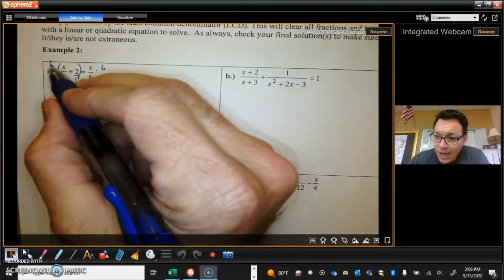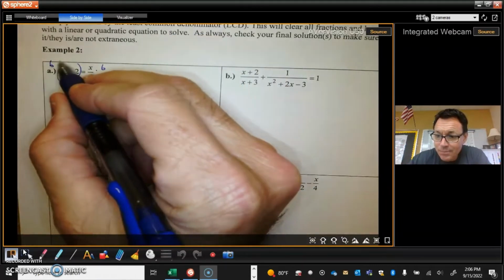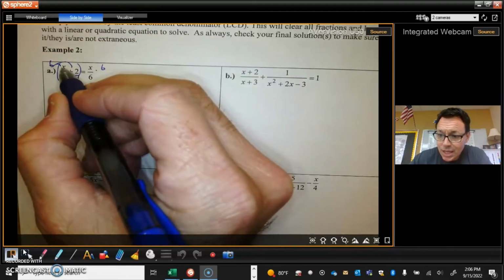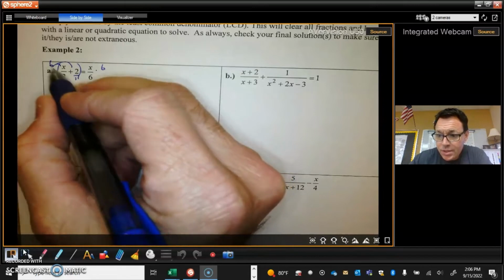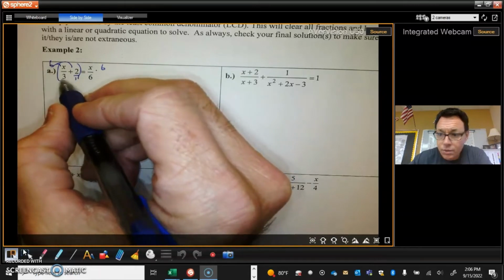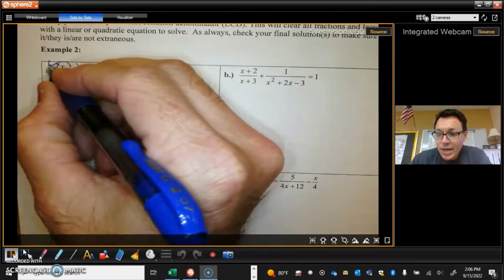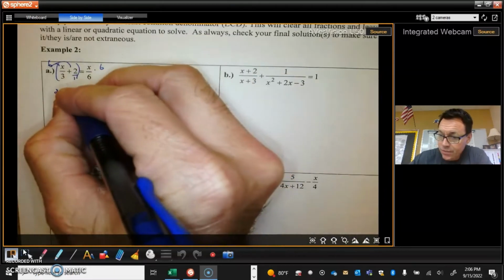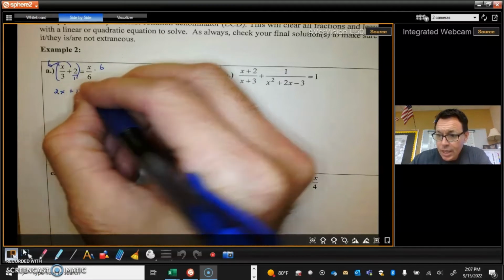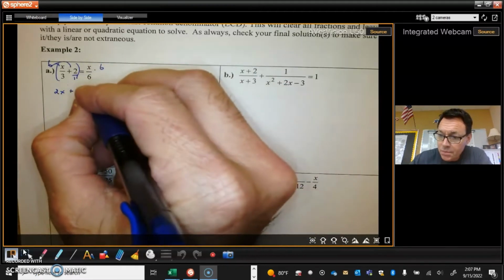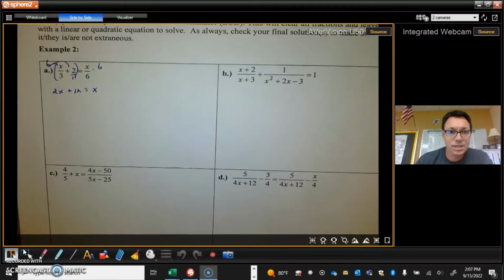But if I multiply by 6, now I'm distributing over here, so 6 times x over 3, the 3 and the 6 are going to reduce, leaving me with a 2, and so that's going to be a 2x. Plus, that 6 has to multiply the 2. That's fine, that's 12. And then over here, that 6 and that 6 are going to completely cross-reduce, leaving me with x. That is a much simpler problem, okay?